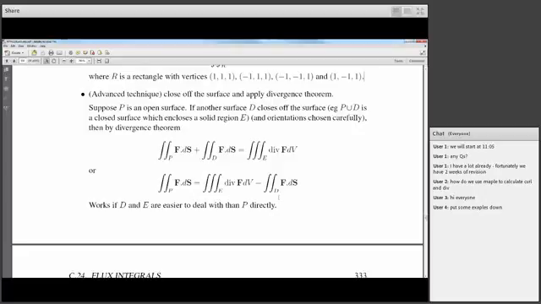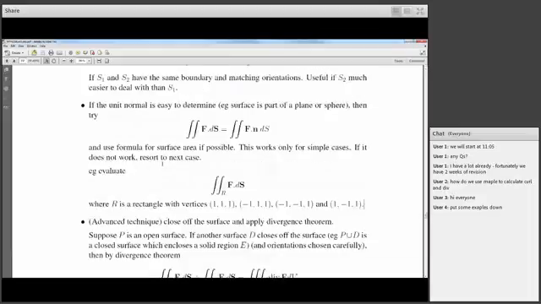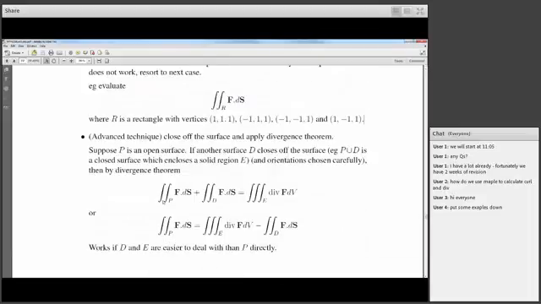Now that only really works if these other two integrals are easier to do. So I would only do that if the surface I'm closing things off with is much easier than the surface I had to begin with, so I'm not making it more complicated. It's an advanced technique. It sometimes works really helpfully. But it's up to you. That's not the first thing to look for.